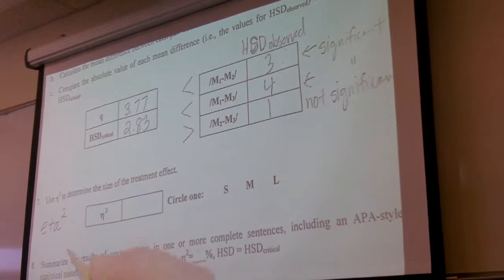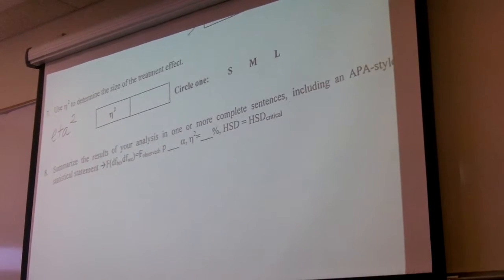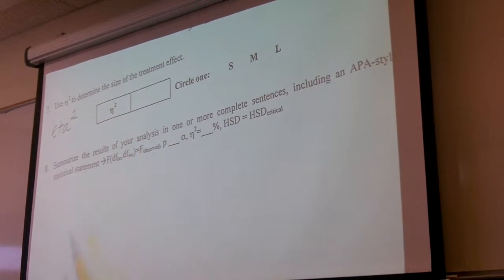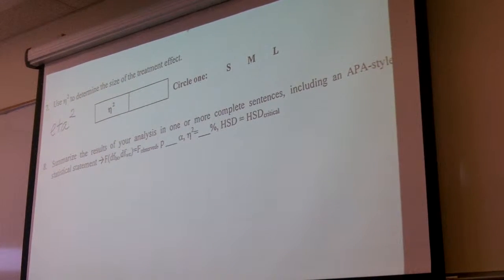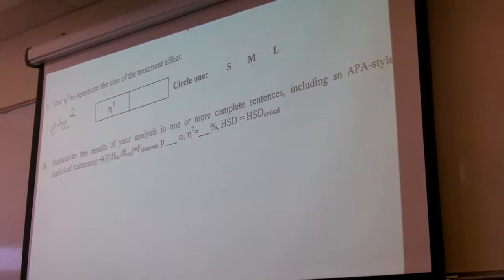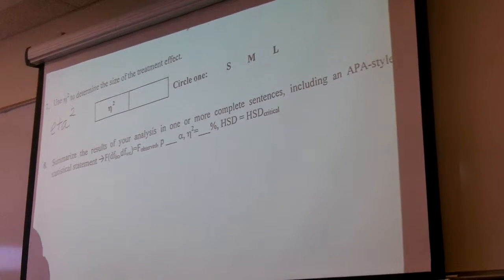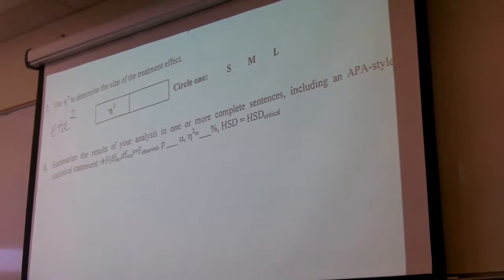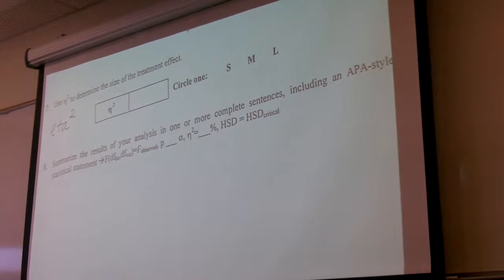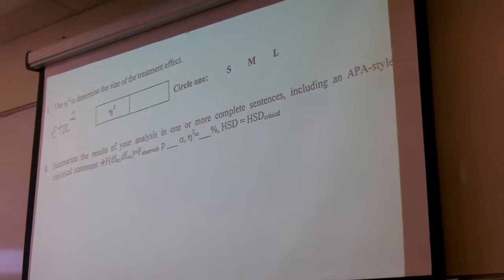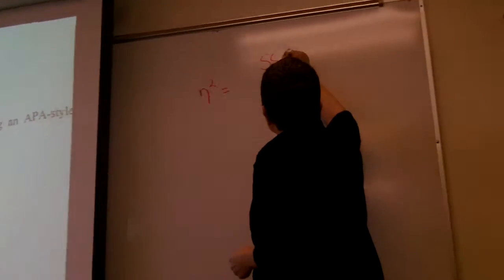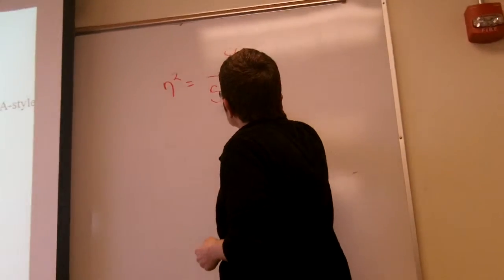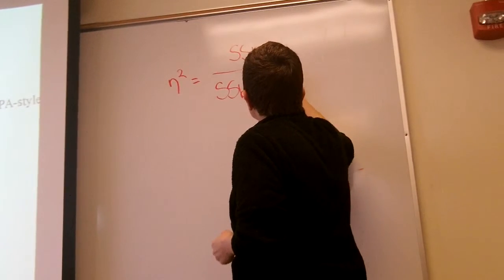Eta squared. Eta looks kind of like an N with a little bit long leg on one side. And the formula for calculating eta squared, our measure of effect size, for the independent groups ANOVA, is the sum of squares between conditions over the sum of squares between conditions plus the sum of squares within conditions.